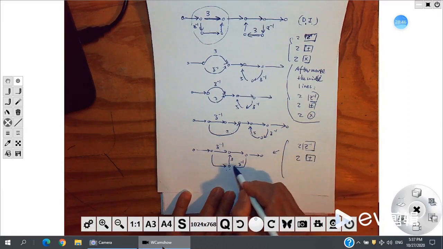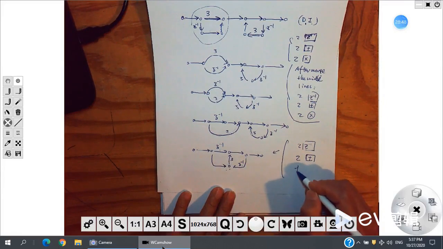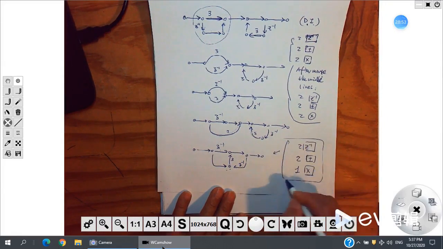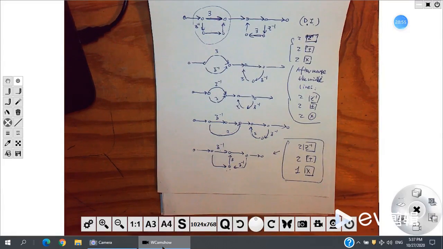And then multiply by 3, only 1. So 1 multiplication. Now we have these. So you see, by this way we can also say 1 multiplication. Here's a 2 multiplication. Now I have only 1 multiplication.